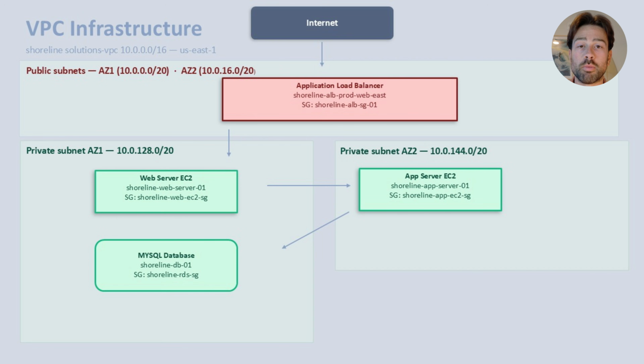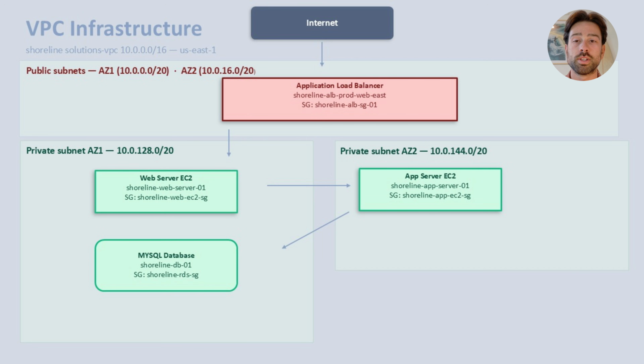Directly below that are our private subnets. This includes the web server, the app server, and the database. Now the web server lives in AZ1. It has no public IP, and all traffic comes through the load balancer. The app server is also in a private subnet, but it's in AZ2. This is a different availability zone. Remember, the app server handles all the business logic and talks directly to the database. Now the database is at the bottom. Only the app server can reach it, nothing else.